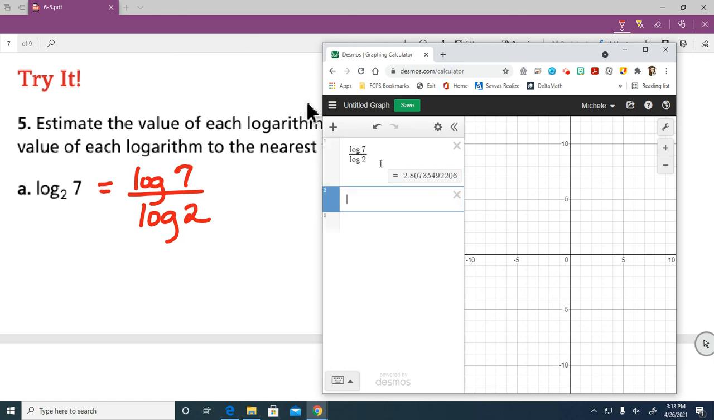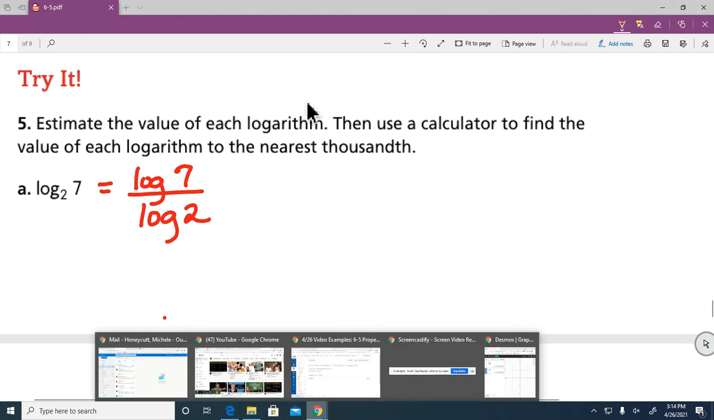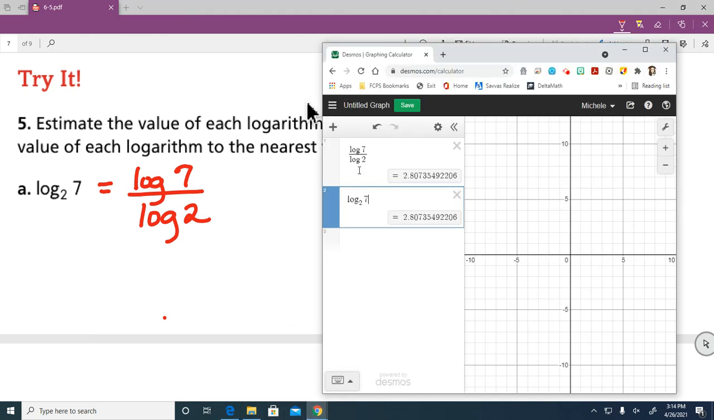Now, is that the same as log base 2 of 7? Yes, they're exactly the same. We call this an identity. And so sometimes we use the change of base form, sometimes we use the log form. It just kind of depends on whatever's the most convenient for the situation.